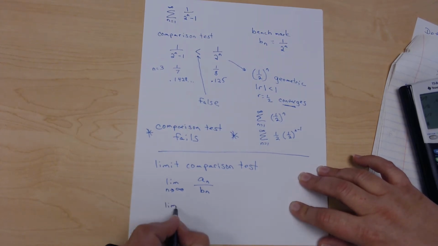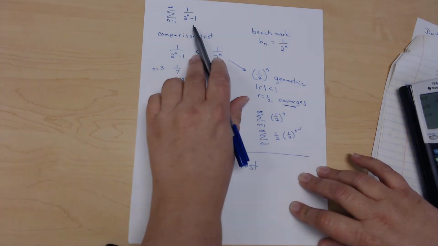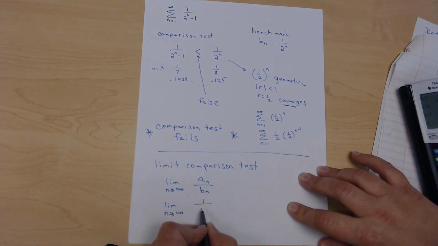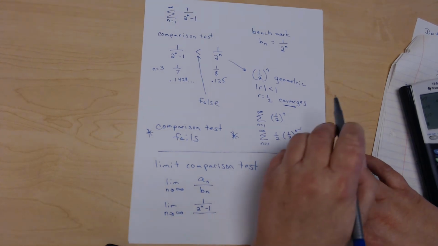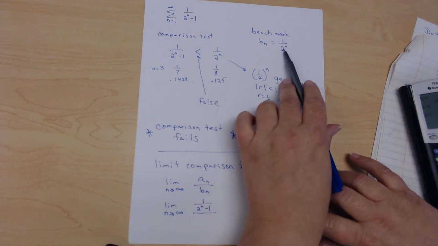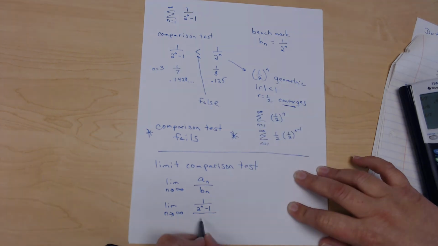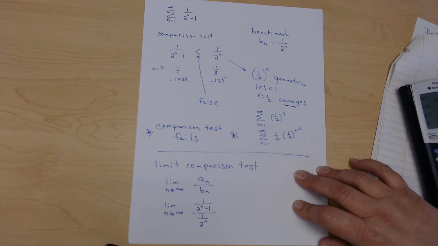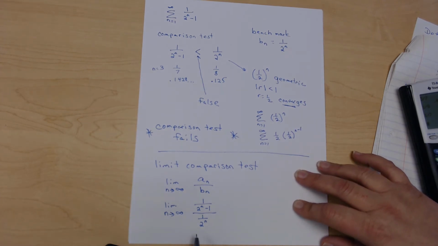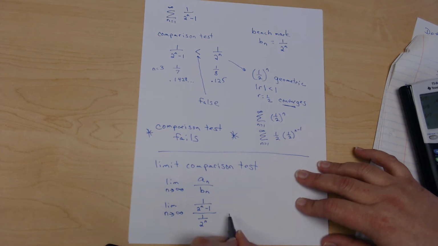So let's do the limit as n approaches infinity. A sub n, so I need to be able to visually see this guy. A sub n is what? 1 over 2 to the n minus 1. And b sub n, remember I can write it like this or like this. I think I'm going to go back to this way. I'm going to do b sub n as 1 over 2 to the n. Okay, so instead of dividing, I'm going to multiply by the reciprocal.